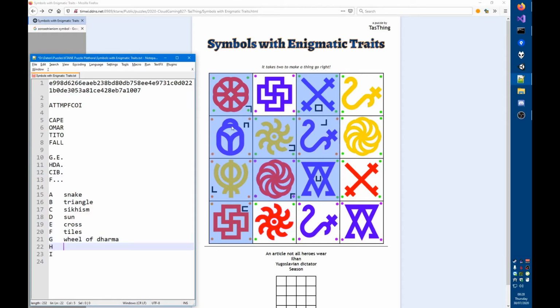H, this is, I don't know what this is, Ladybug. And then I, which is this one here. I'm just gonna call that a pinwheel, I guess. And now, I don't even know what I was trying to do. Oh yeah, now I remember what I was going to do.